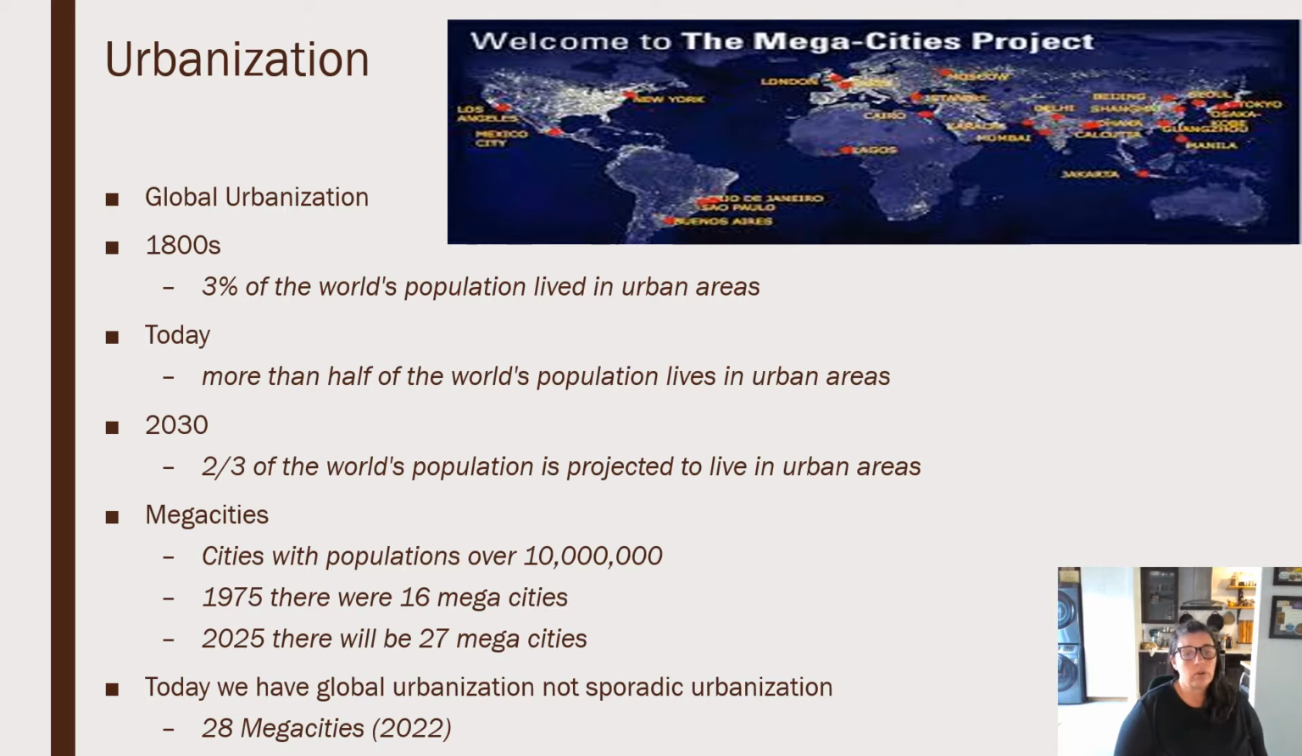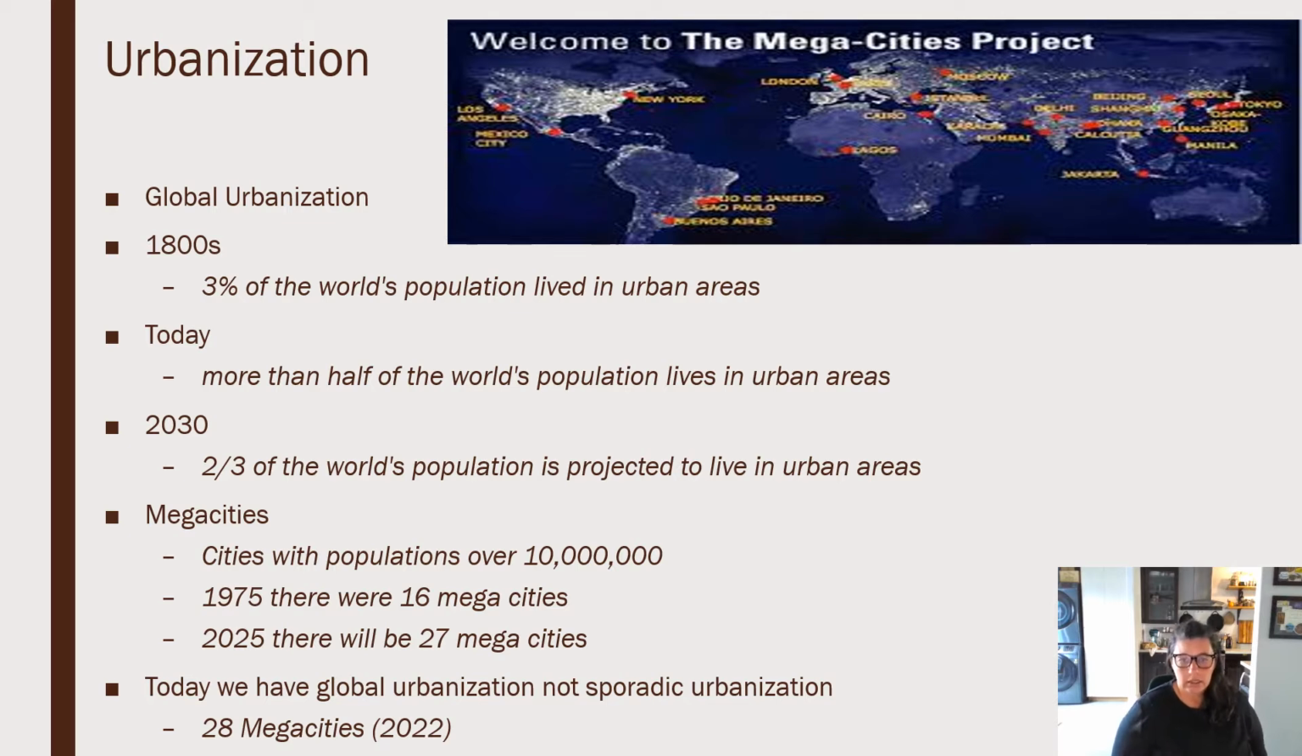And today, more than half of the world's population lives in urban areas. So most people live in urban areas, over 50%. That's quite a difference from 3% to 50%. The book says that by 2030, it's projected that two-thirds, so 75%-ish, of the world's population are projected to live in urban areas, and that most people will actually live in megacities.